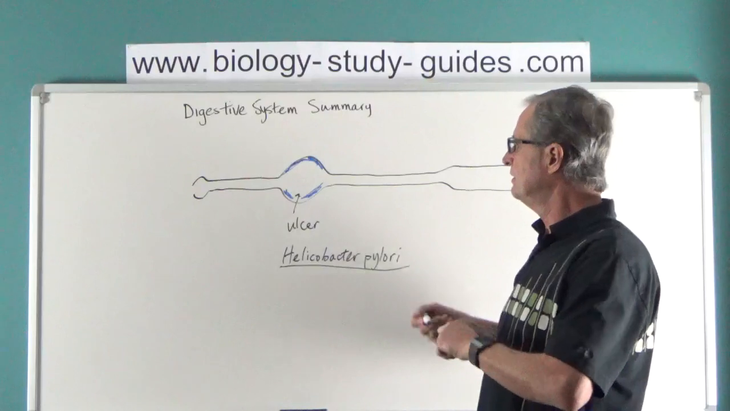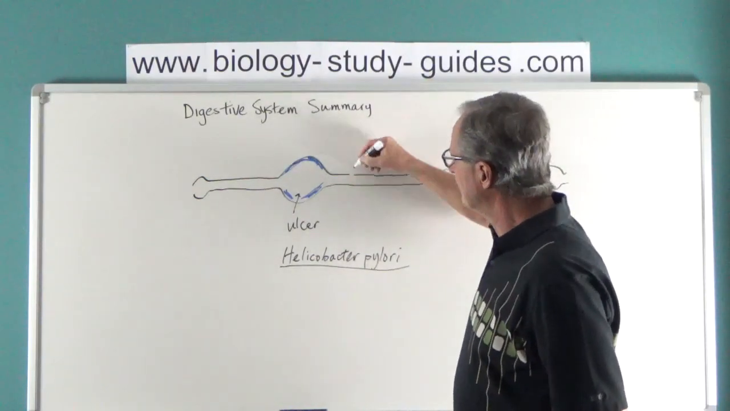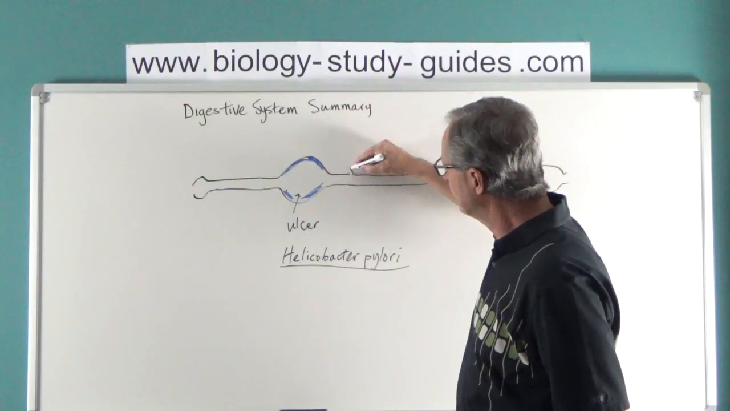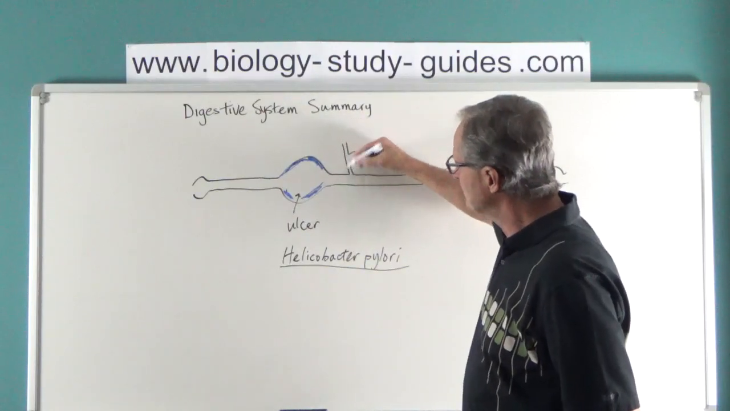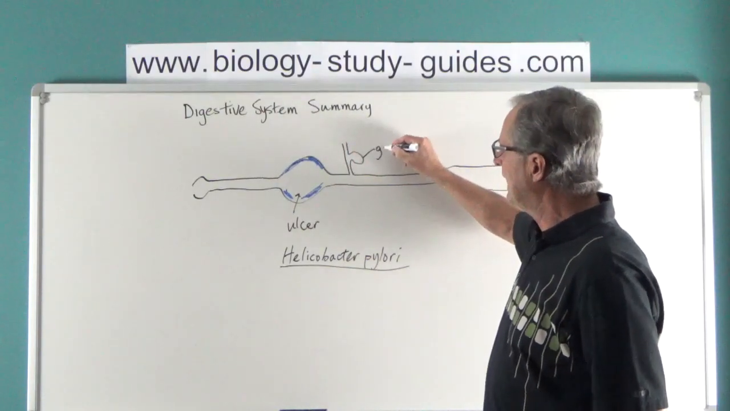We did mention the liver and the gallbladder. We represent the gallbladder like this today.